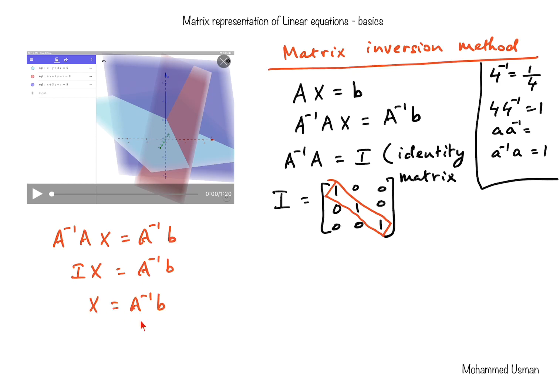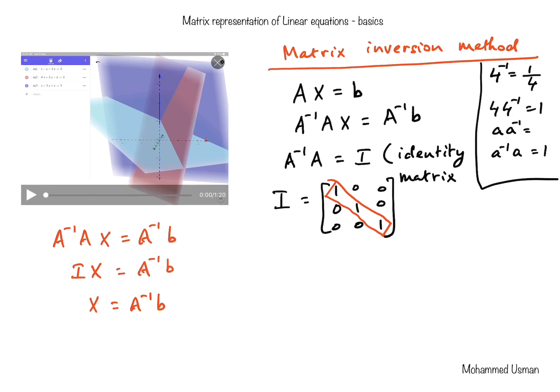So all we need to do is to find the vector x which contains the variables small x, small y, and small z. We need to find the inverse matrix A inverse and multiply it with the B vector. So we have the vector of numbers called the vector B, which is the right side of our equations. In this case it's 5, 0, 5, and we have to multiply that vector with the inverse of the coefficient matrix, and that would give us the solution for the variables x, y, and z, which we denote as a vector capital X.